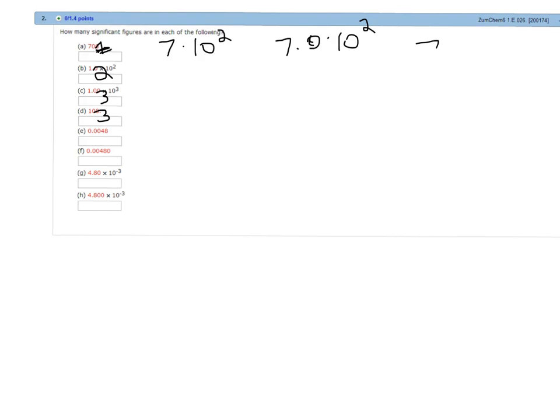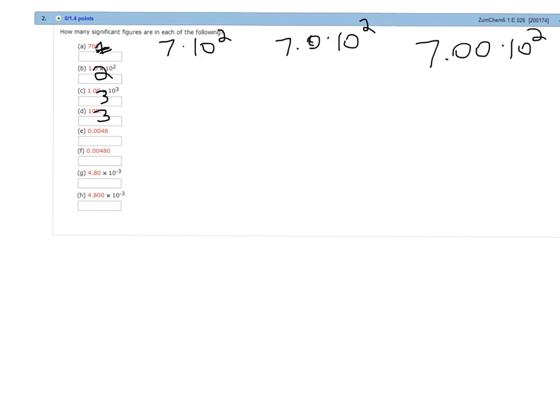Or I could even be writing part A as 7.00 times 10 to the second, in which case I'd be indicating 3 significant figures. In all cases, numerically, it's 700. Scientists are encouraged to write in scientific notation in order to clearly state the number of significant figures.